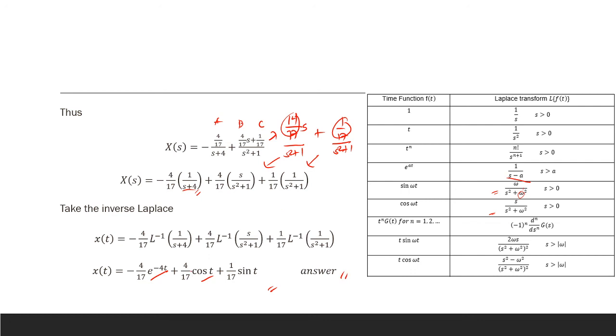So pwede nyo rin, gusto nyo, i-factor out nyo yung 1 over 17 para magiging 4 e raised to negative 4t, etc. etc. na lang siya. But yun, the important thing is nakuha natin yung final answer natin. So this is our final answer. So that is it for this video.